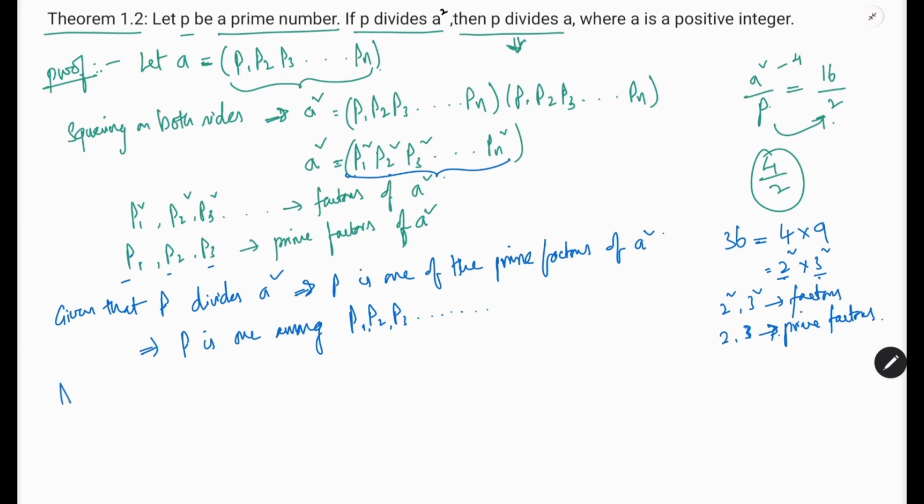And here we assumed that a is equal to p1, p2, p3 up to pn. So p is one among these. So here p divides a. Hence proved. See, we use this theorem to prove any number irrational.